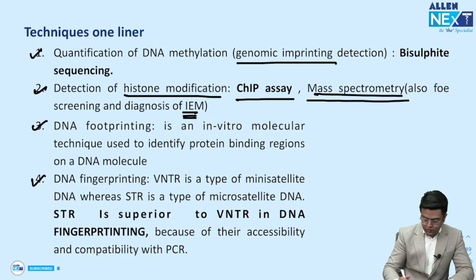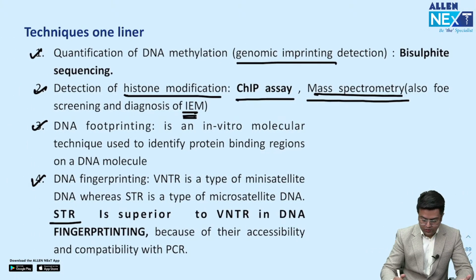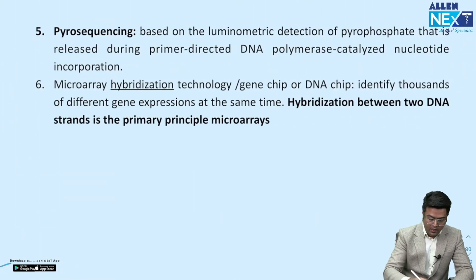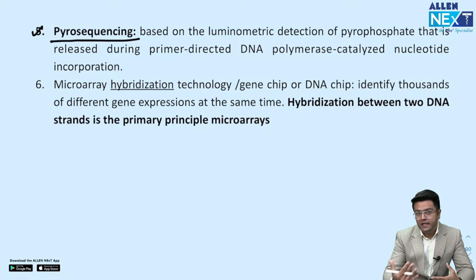DNA footprinting, guys, I told you already, right? DNA fingerprinting, I told you that STR is superior, why? Because of their ease of accessibility. Yes, there is one more sequencing apart from Sanger's and next generation sequencing, that's called pyro. Pyro means heat or the light. So guys, that is simply based on the emission of light signals.